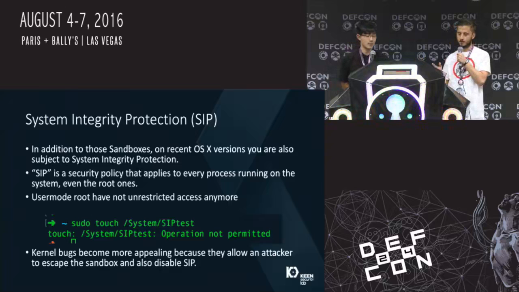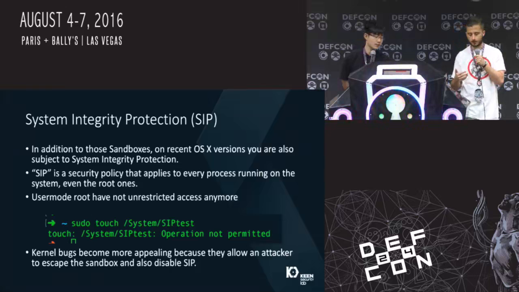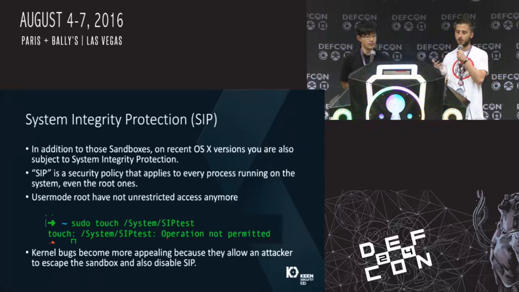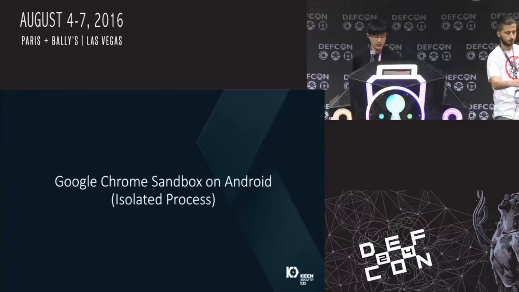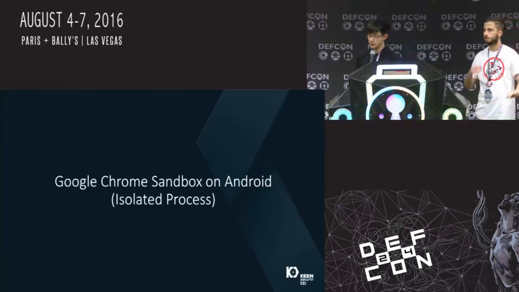This is because System Integrity Protection is avoiding this. So how can you bypass this? Well, the best option for an attacker is to find a kernel bug, because System Integrity Protection is enforced inside of the kernel. So if you have kernel code execution, you can also bypass System Integrity Protection, as we will see later in our demo. So as you can see, with sandboxes like SIP, after they are introduced, even the root user mode is restricted. And you cannot say "sudo make me a sandwich." No, I won't make you a sandwich.